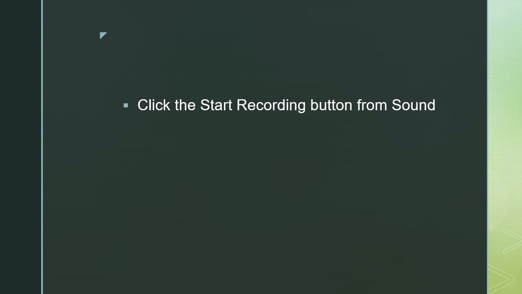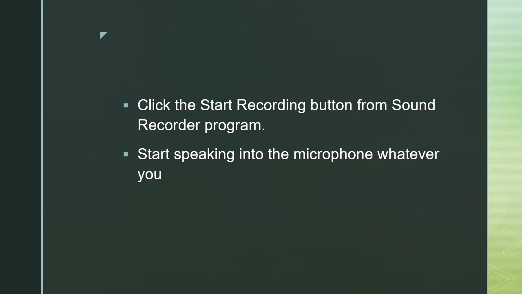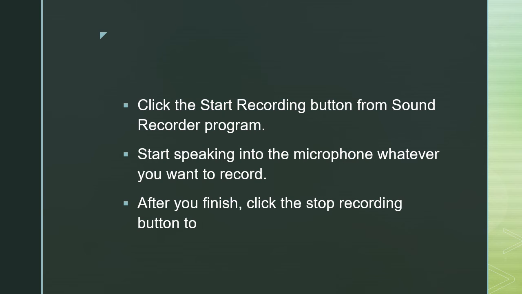Click the start recording button in the sound recorder program. Start speaking into the microphone, whatever you want to record. After you finish, click the stop recording button to stop recording. And then you need to save that particular recording in whichever location you want to save.